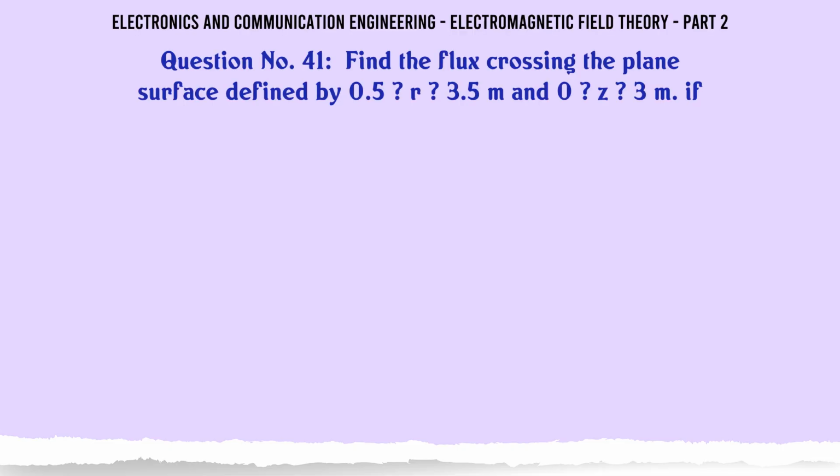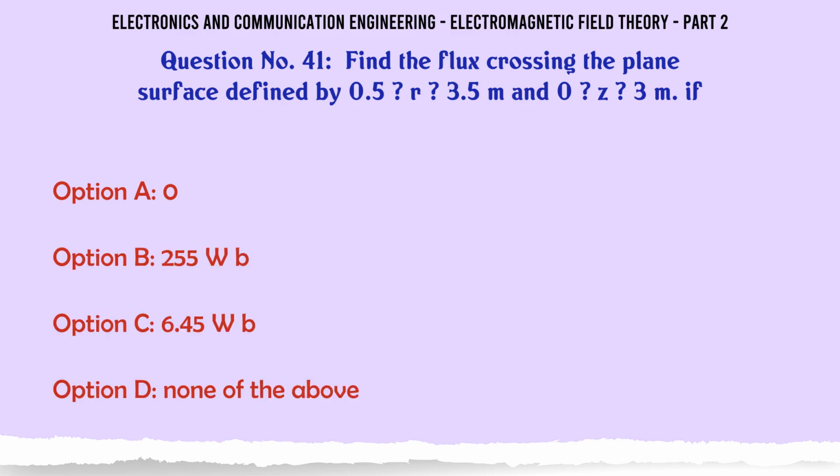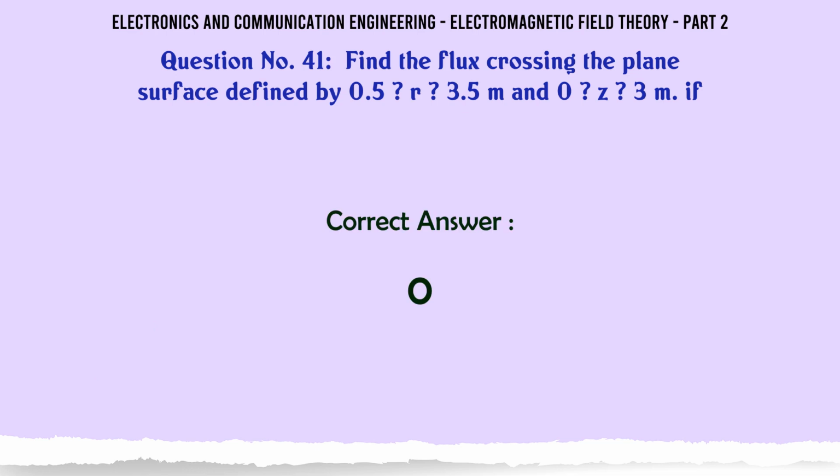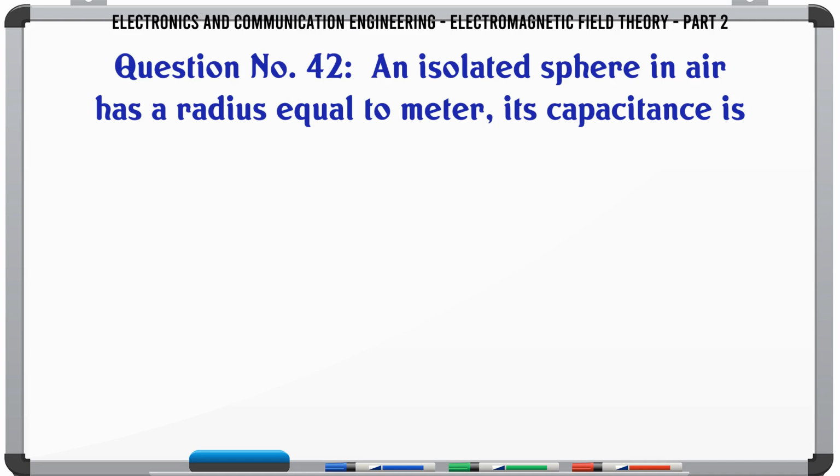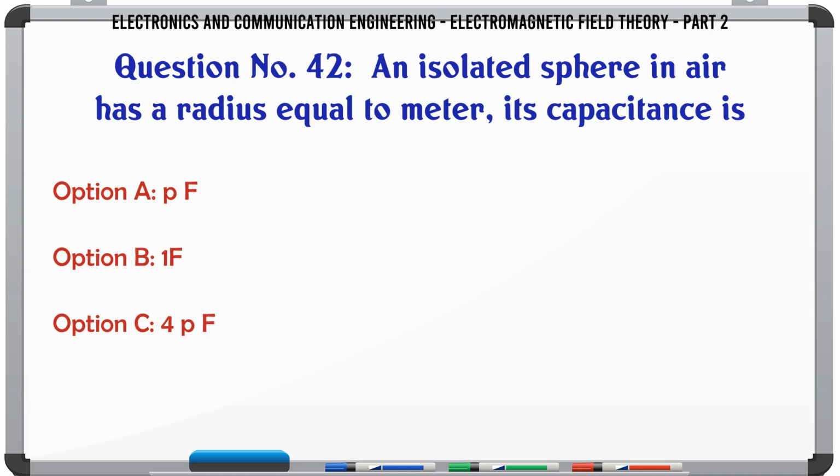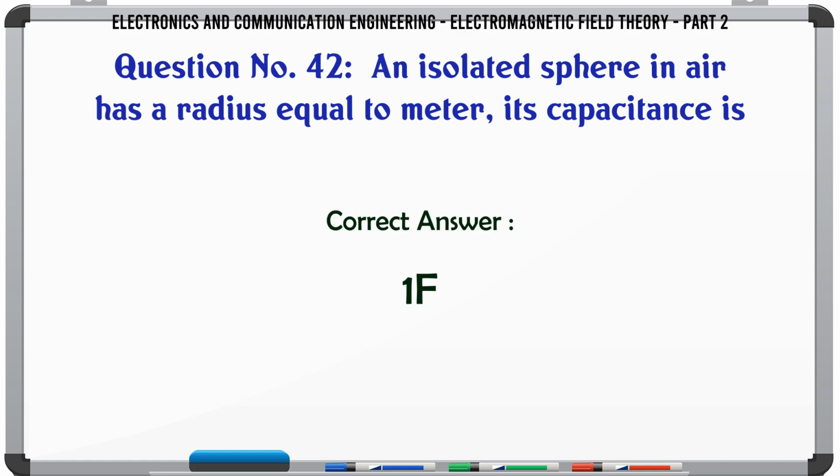Find the flux crossing the plane surface defined by 0.5 ≤ R ≤ 3.5 m and 0 ≤ Z ≤ 3 m if A: 0, B: 255 watts, C: 6.45 watts, D: none of the above. The correct answer is 0. An isolated sphere in air has a radius equal to 1 meter. Its capacitance is: A 4 pF, B 1 F, C 4 pF, D 14 pF. The correct answer is 1 F.